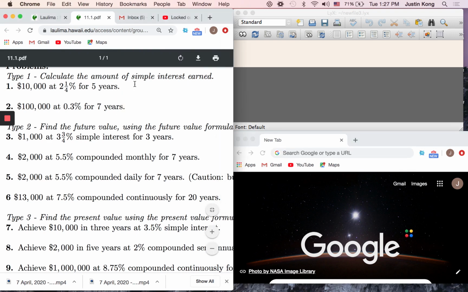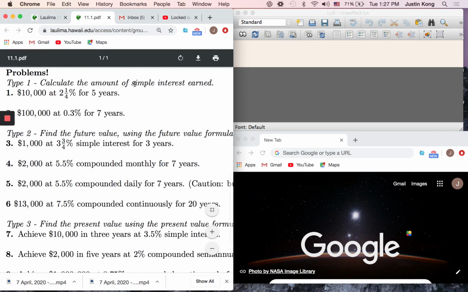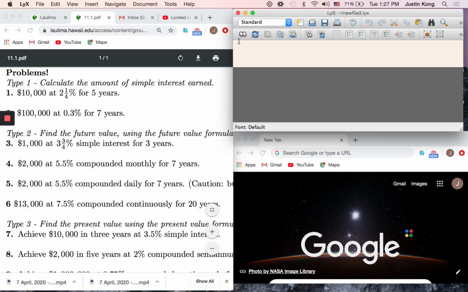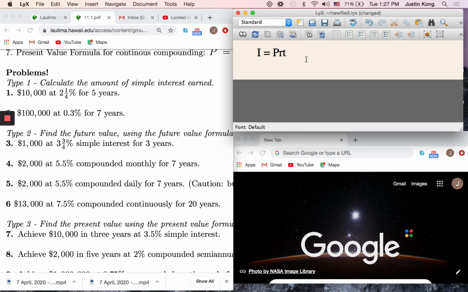So the first one, it's the type 1 problem, calculate the amount of simple interest. So here's what we should be using. We're using the simple interest formula. I is equal to PRT. That's it. And in this first question, what's helpful is to identify what each individual piece is. I'm trying to figure out I, so that's a piece I don't know. That's how we will typically have it. We'll have the thing on the left that we don't know, and we figure out the things that we do know.